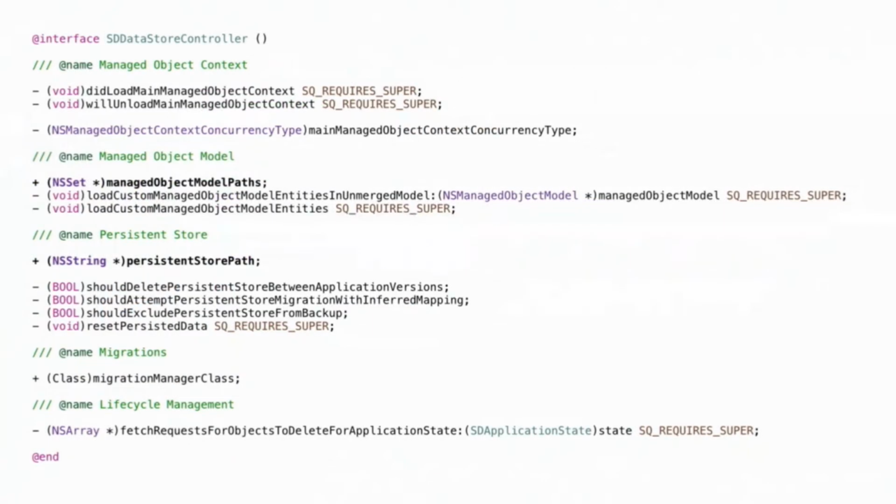So this is the API of the data store controller. There's two methods here that are bolded, managed object model paths and persistent store paths. These are really the only two things that you need to override to create a new data store controller. Managed object model paths obviously provides the path to the managed object model, and persistent store path just provides the path to the persistent store.